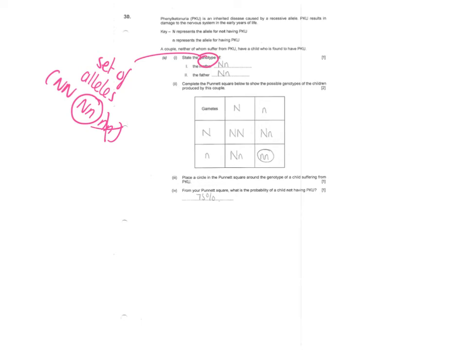Complete the Punnett square. So I've got big N, little n, and there's my outcome. Place a circle in the Punnett square on the genotype of the child suffering. So it's little n, little n, because it's caused by a recessive allele. From your Punnett square, what's the probability of a child not having PKU? So 3 out of 4, 75%.